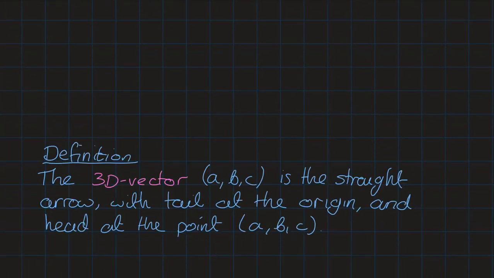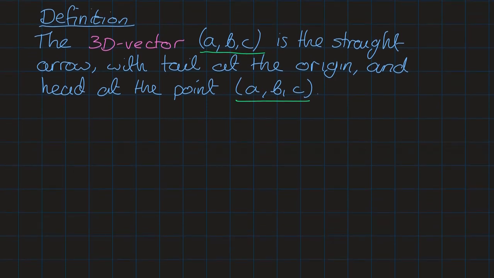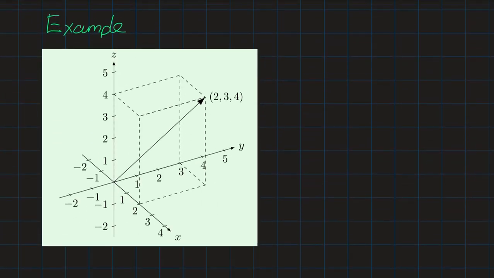So let's go straight to the definition of what a vector in three-dimensional space is. Analogous to two dimensions, if I give you an ordered triple of numbers, you could interpret this as a coordinate or as a vector. The vector interpretation is that you consider this a straight arrow with the tail at the origin and the head at the point corresponding to a, b, c. Directly analogous to what happens in two dimensions. Let's look at a picture of a vector right now.